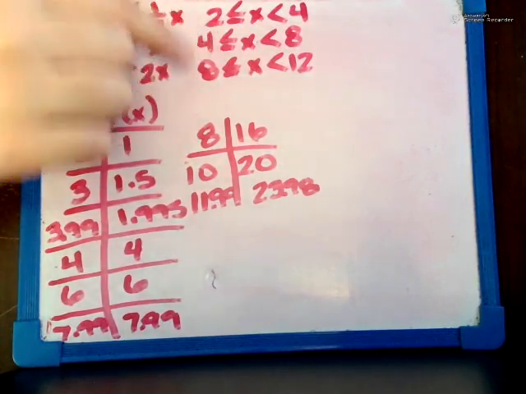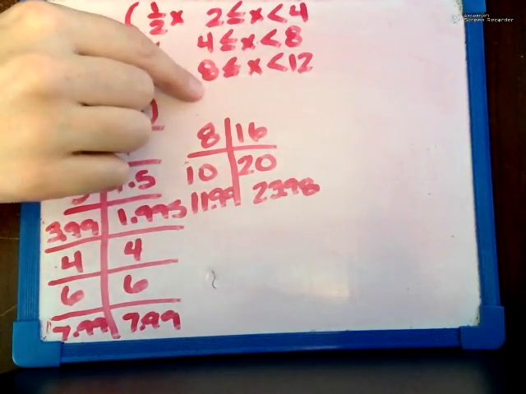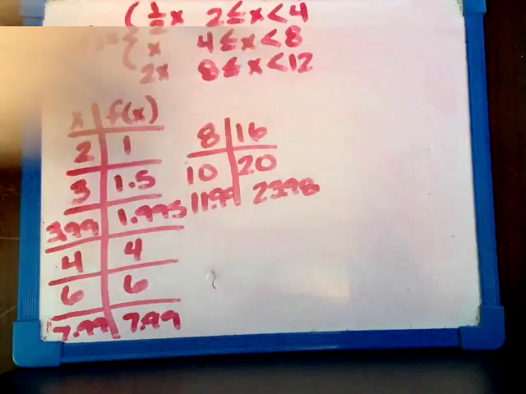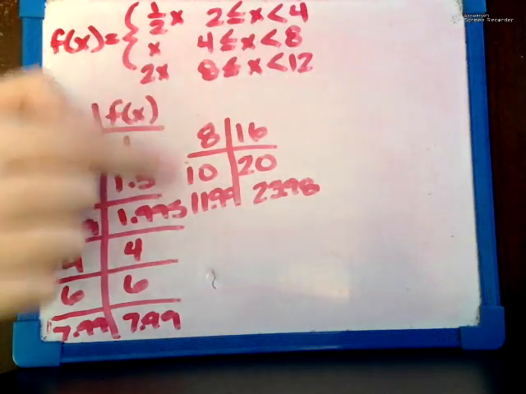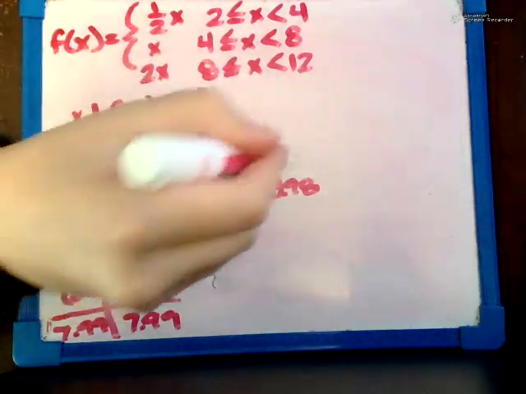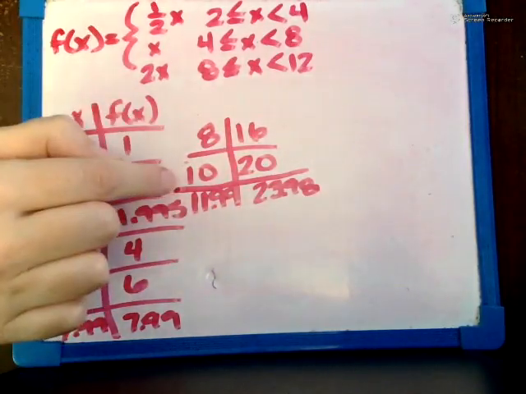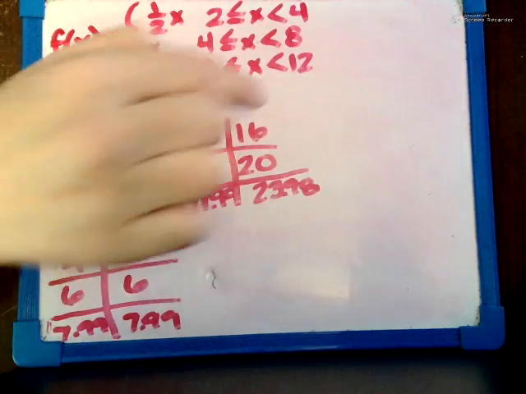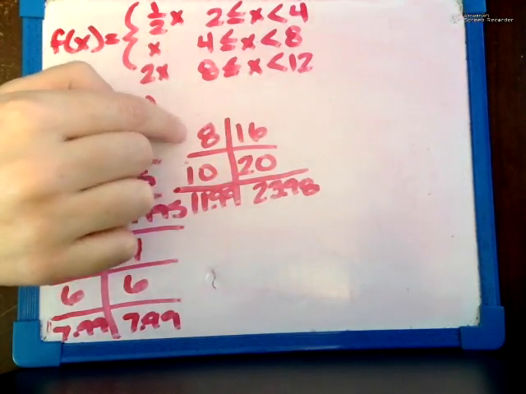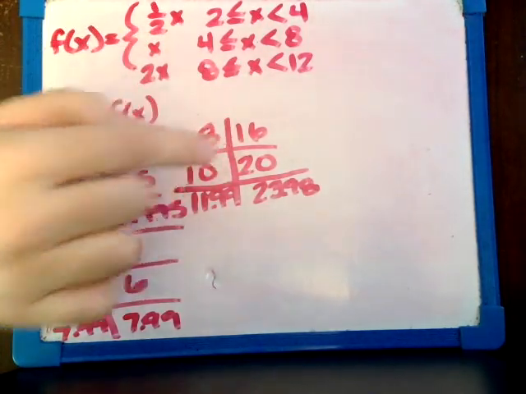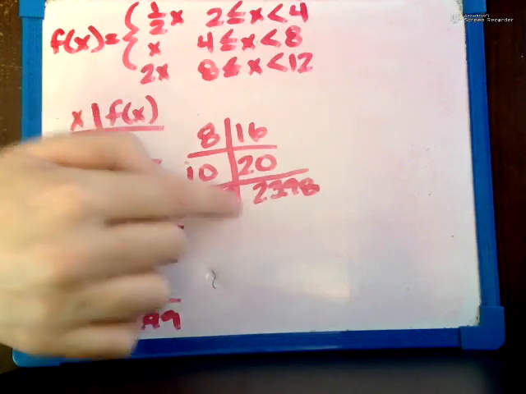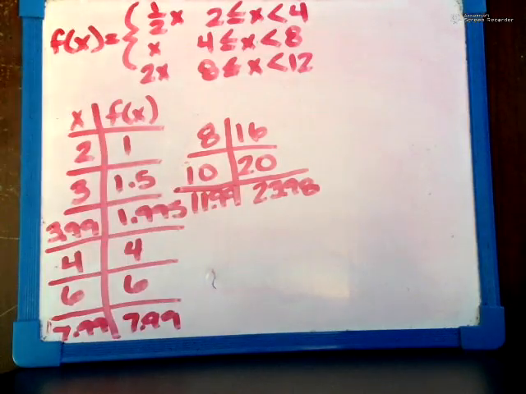This one is f of x is going to be 2 times x. So x has to be greater than or equal to 8, so it's going to start at 8 and it's going to stop just below 12. So 8, 10, and 11.99 are all appropriate values for x. And then f of x is going to be twice this. So twice 8 is 16, twice 10 is 20, and twice 11.99 is 23.98. All of the table is correct.